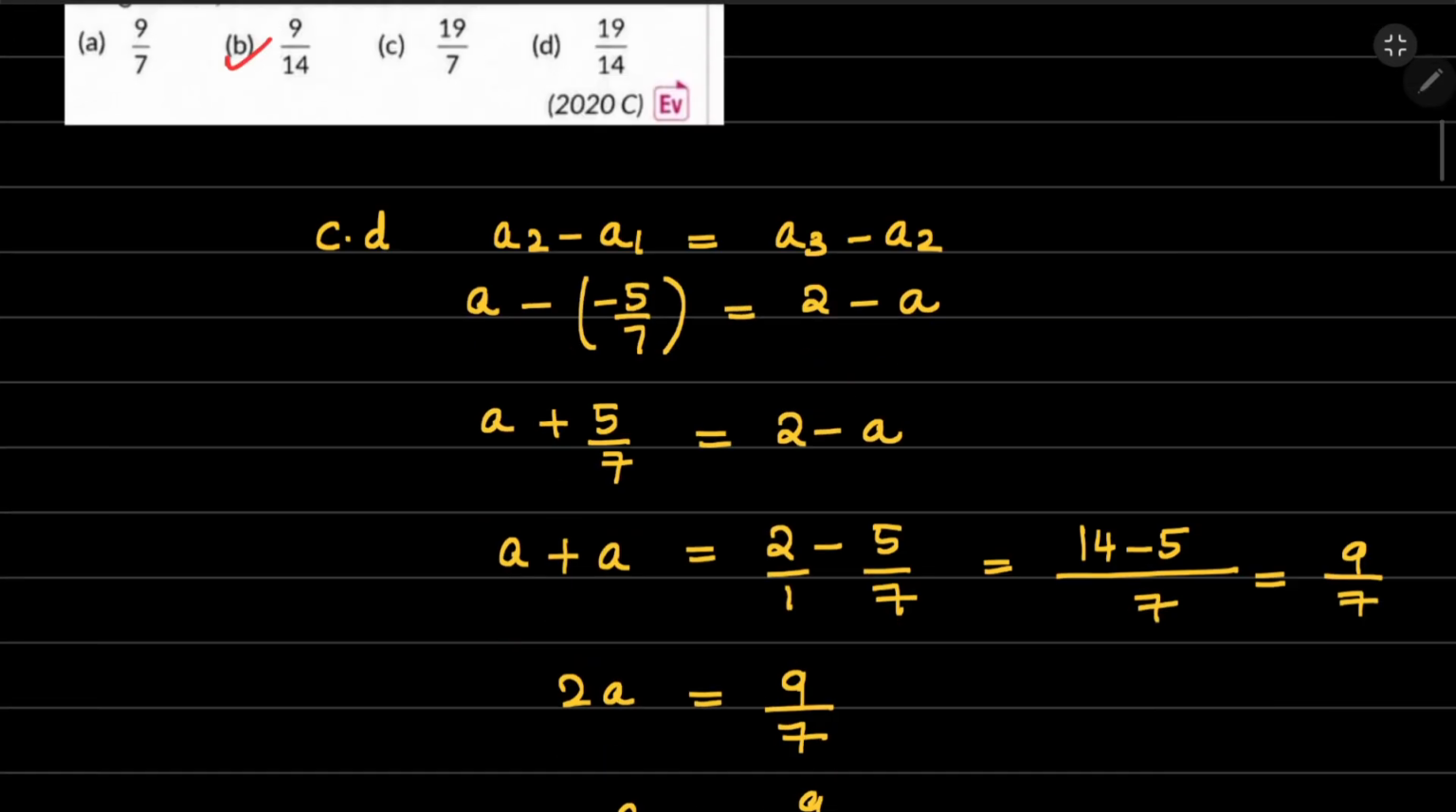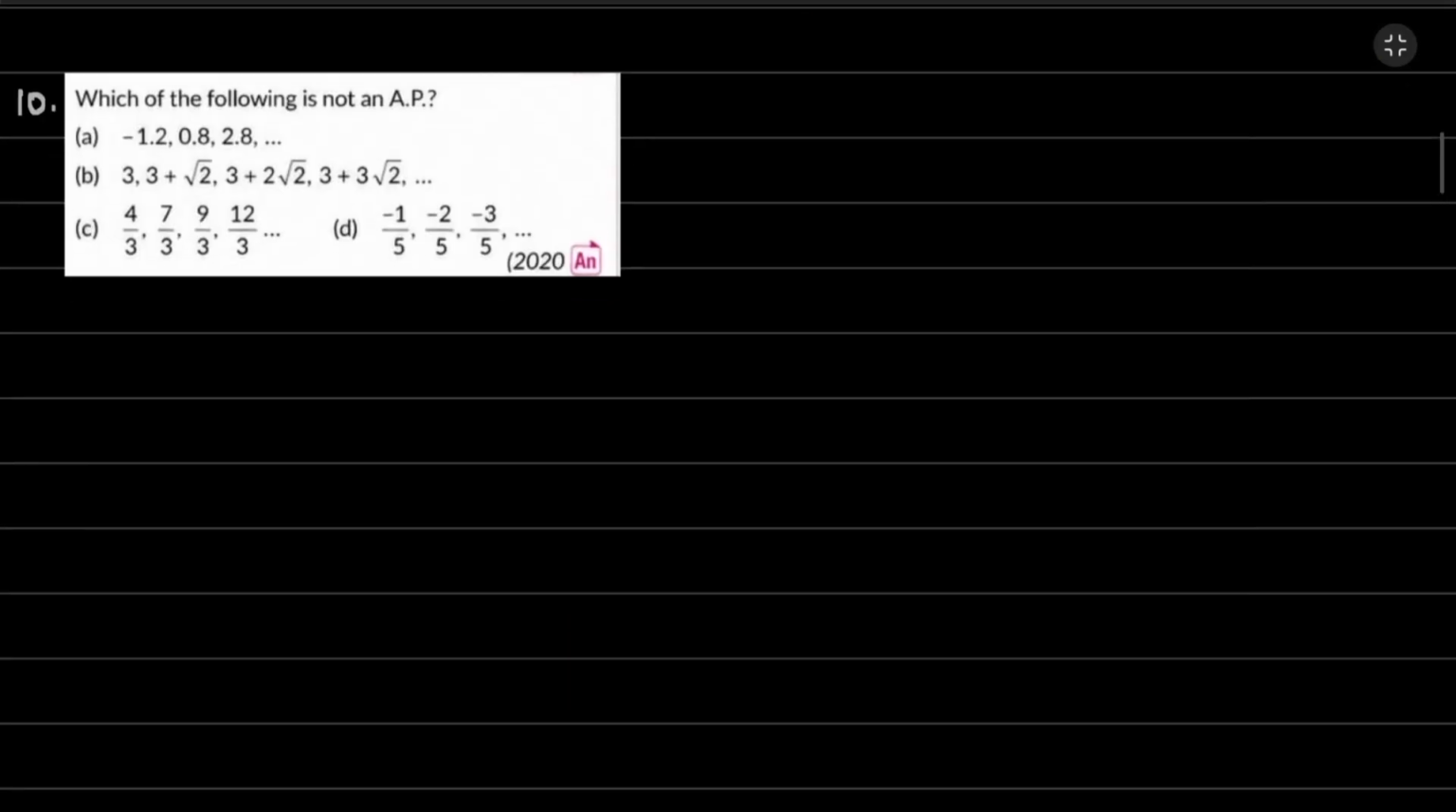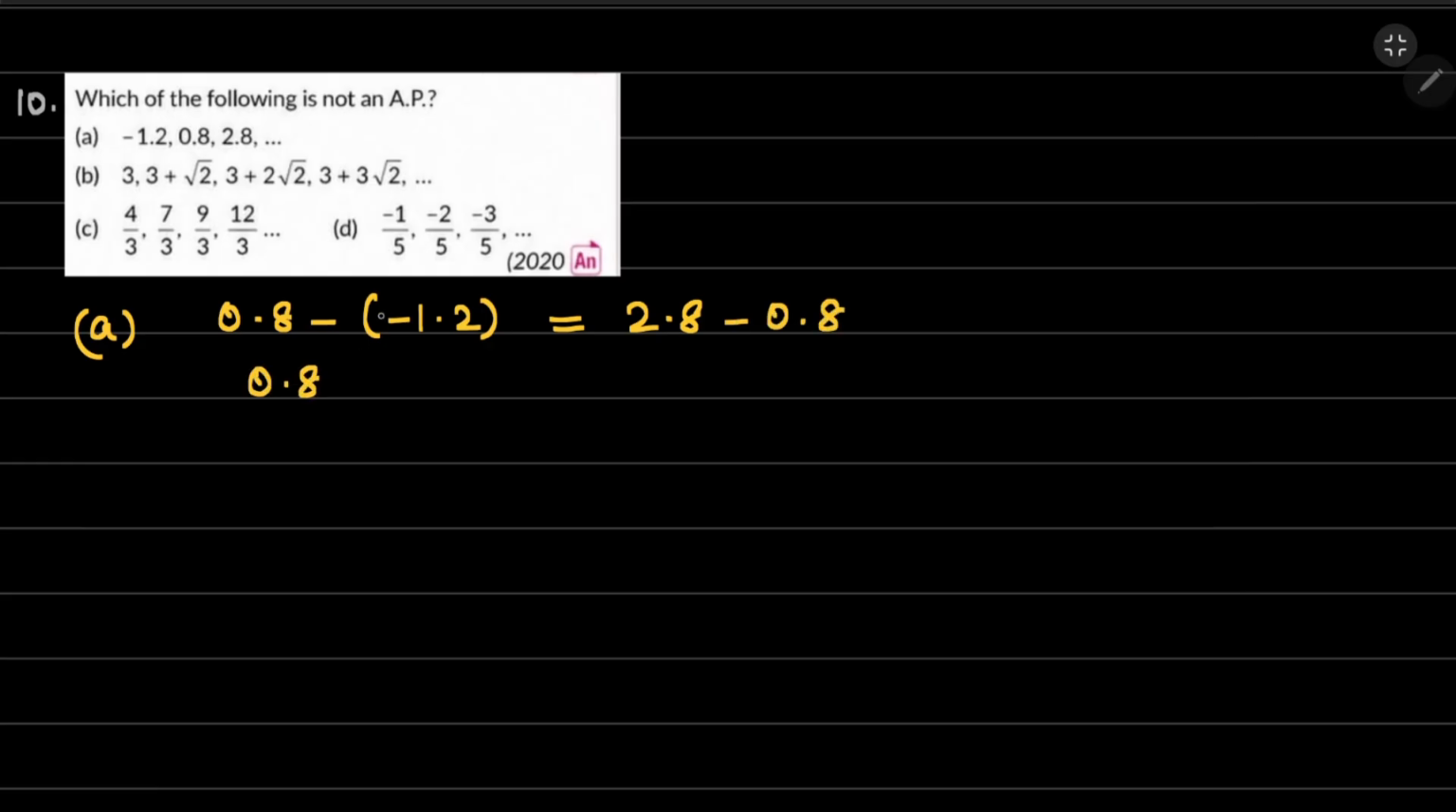Let's move on to the next question. Which of the following is not an AP? So the best way to calculate is for the first option. Calculate your D. So the second term, that is 0.8 minus first term, that is minus 1.2, should be equal to the third term minus the second term, that is 2.8 minus the second term 0.8. So what are you getting?